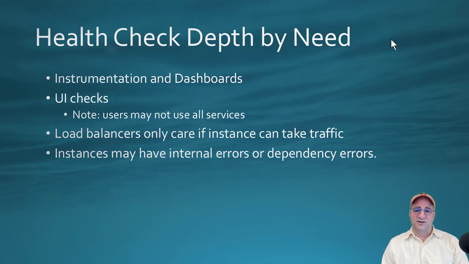Load balancers in a lot of ways only care if an instance can take traffic. They don't really care if it's really down, right? And so you got to decide whether those load balancer checks are deep or shallow, because the partner team could go down, a load balancer will take everybody out of the rotation pool, and you're down because the load balancer got the wrong answer. So you got to make sure the checks are checking the right thing based on the need you have. And you could have instances that have internal errors or dependency errors.